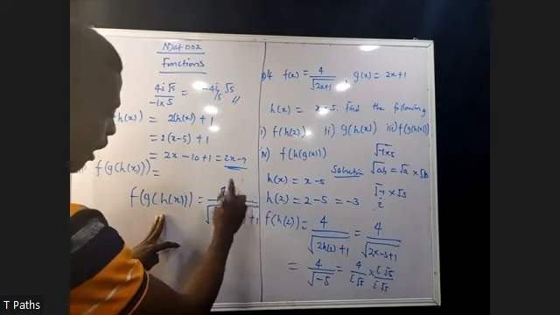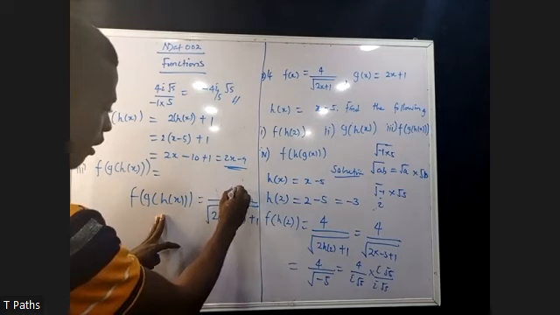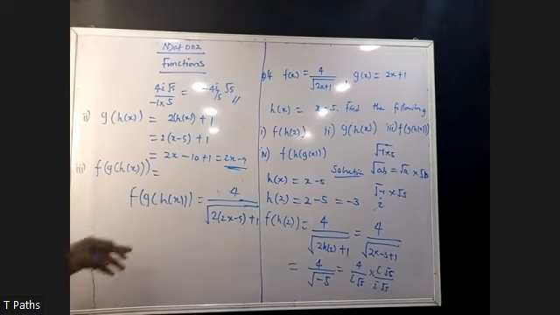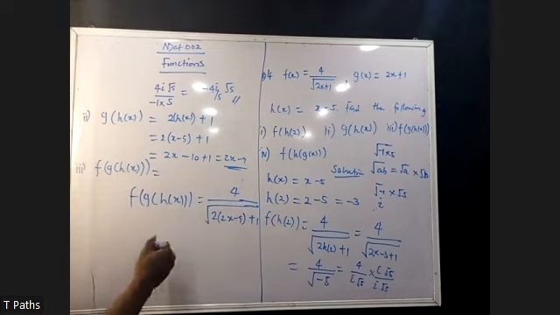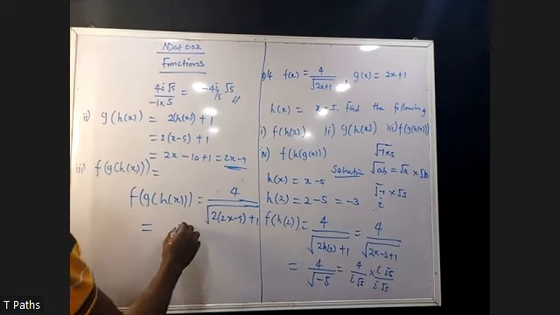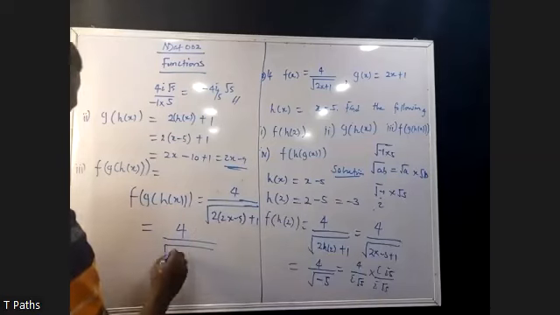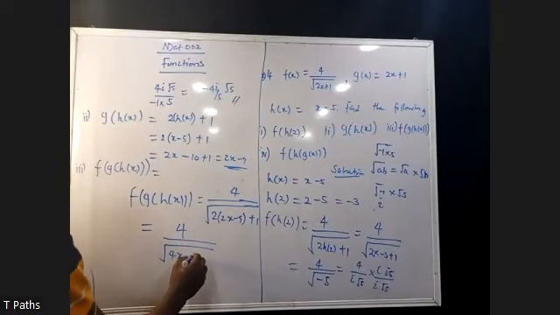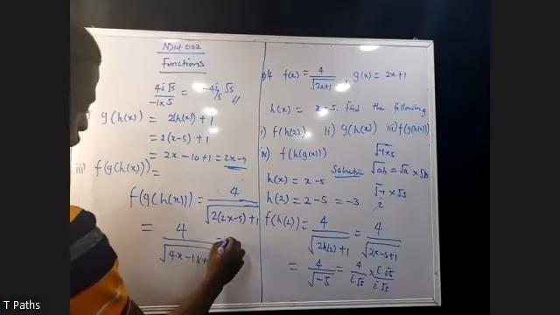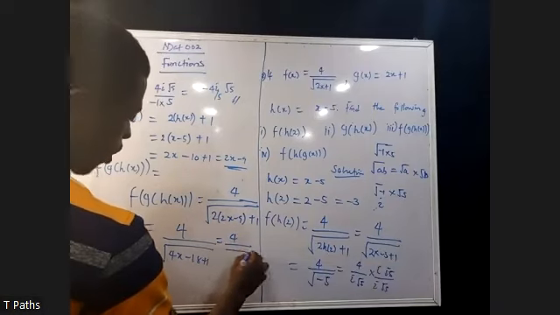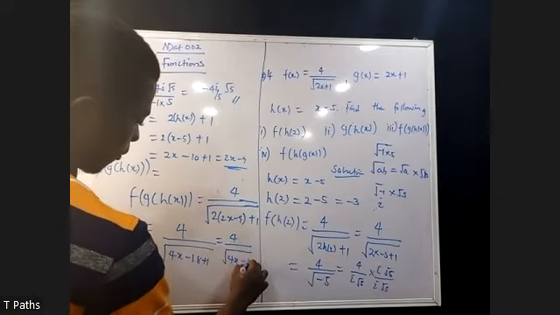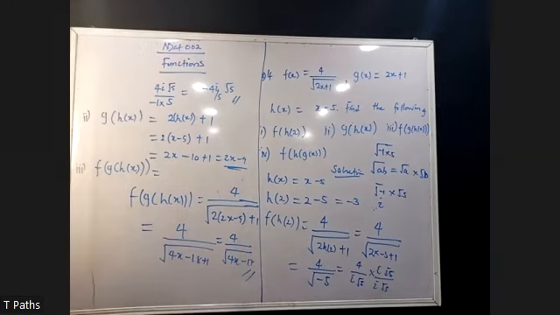Is that clear? Do you understand? So I will not bother myself to go and look for g of h of x again, because I've already done that in the previous question. So what is left for me to do is just to expand, and I have 4x minus 2 minus 18 plus 1, and that will give me 4 over square root of 4x minus 17. I'm done with this one.